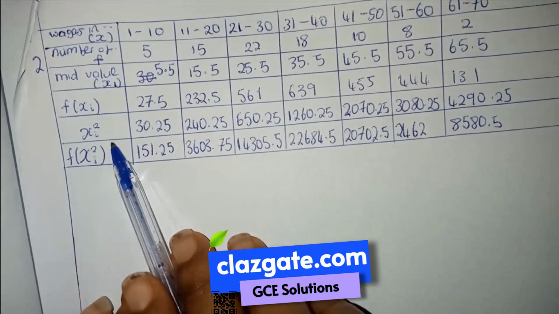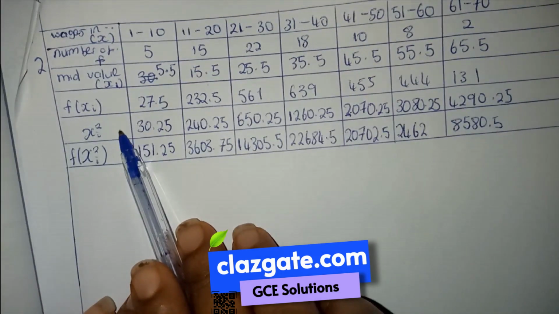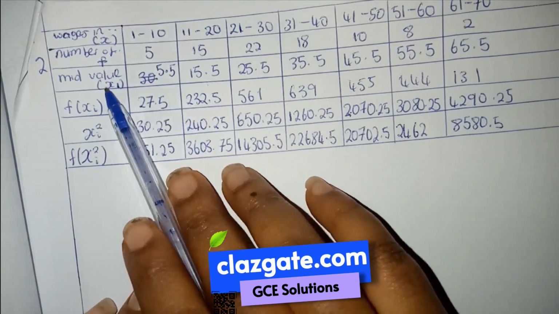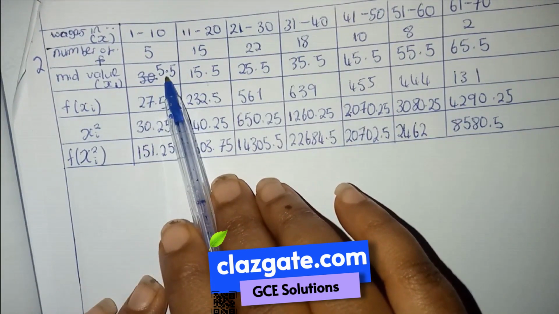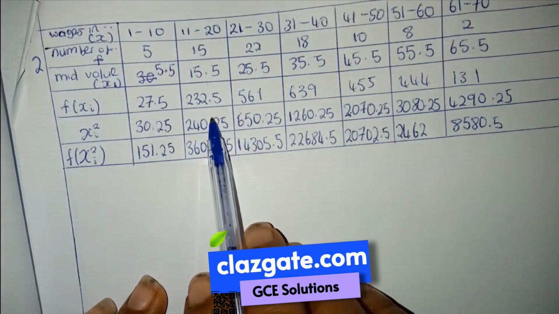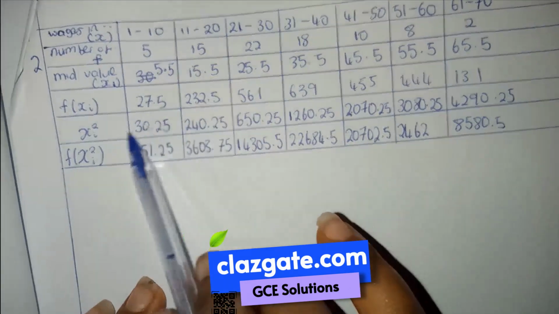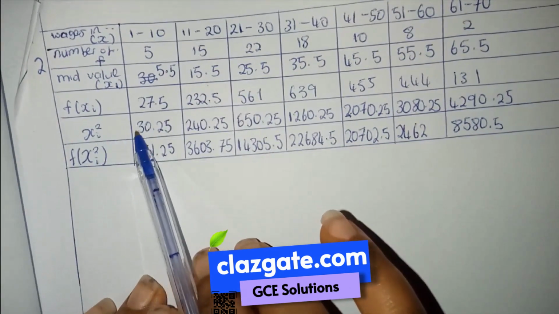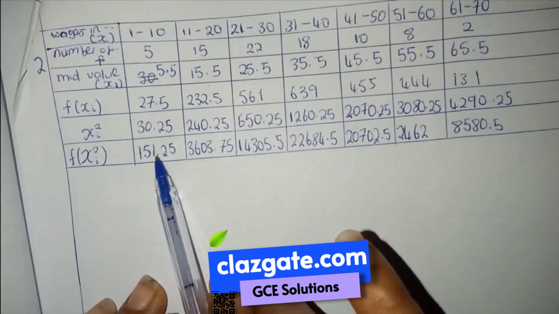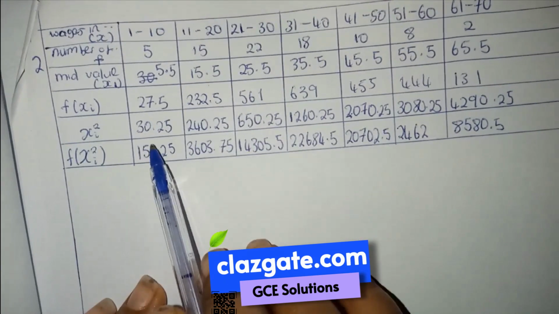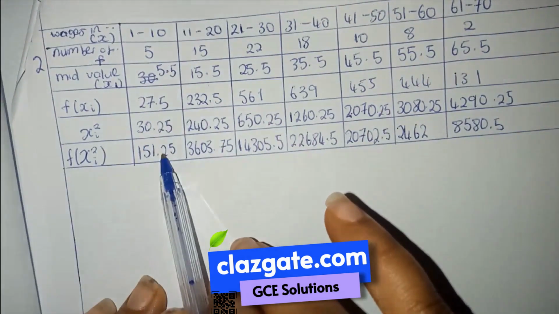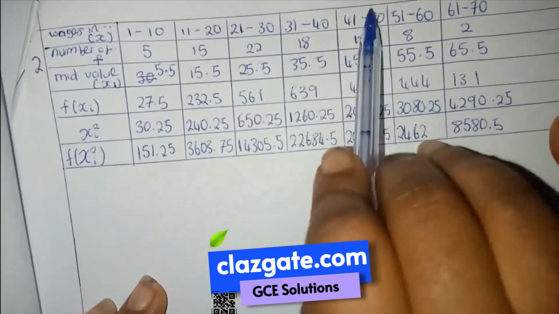And then you have x square. What's x square? 5.5 squared, our mid values squared, will give you this. 15.5 squared will give you this. This is x square. Why do we have x square? We need these values to calculate standard deviation. F of x square is x squared times f. That's 30.25 times 5, which will give you this. And the same goes for every row in this column.